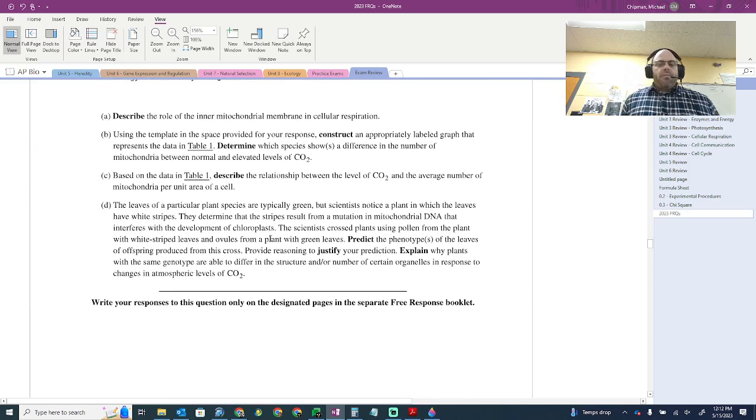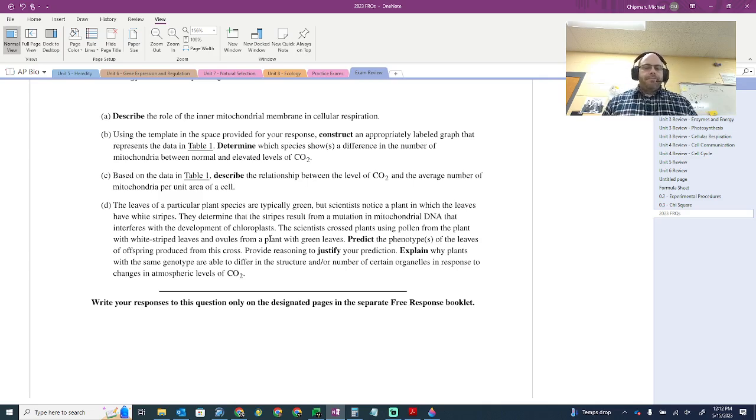So part A, describe the role of the inner mitochondrial membrane in cellular respiration. The inner membrane is the site of the electron transport chain. It says describe the role, so it's asking for a little bit more than that. The purpose of the electron transport chain is to build a proton gradient, using electron carriers that power proton pumps to build that gradient in the intermembrane space. And then ATP synthase will use that proton gradient in order to create ATP. Don't need the prompt to do that.